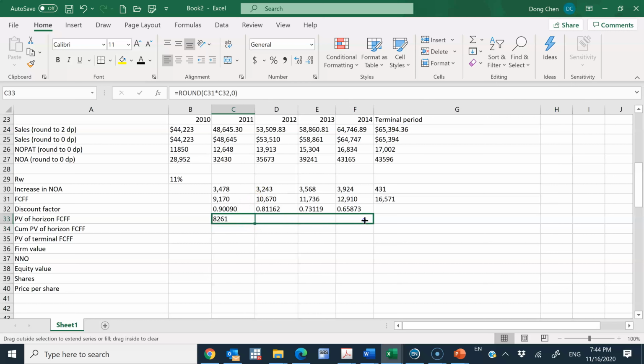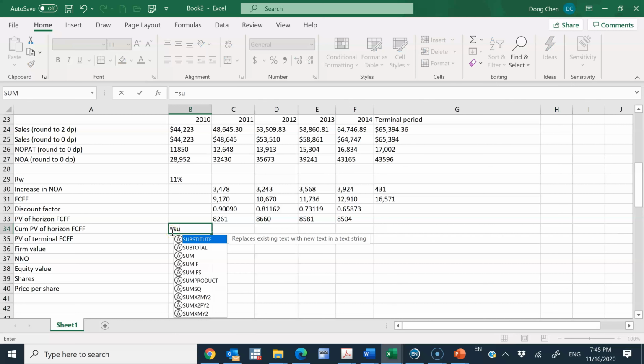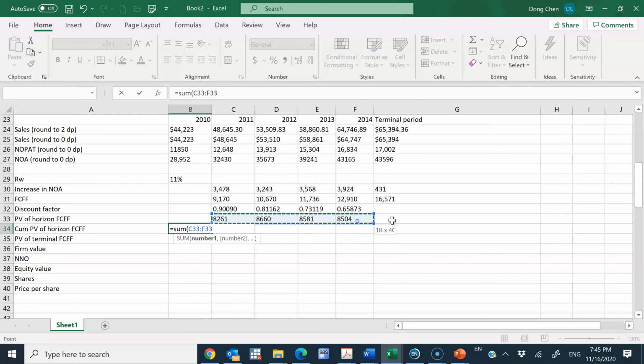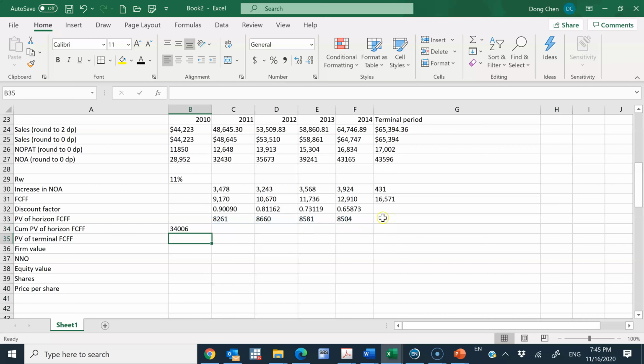And then drag the cell to the other years. And then the cumulative present value of the horizon FCFF is simply the sum of all these present values. There are 4 present values in the horizon period, so we simply sum up these 4 values. And then the present value of the terminal FCFF.